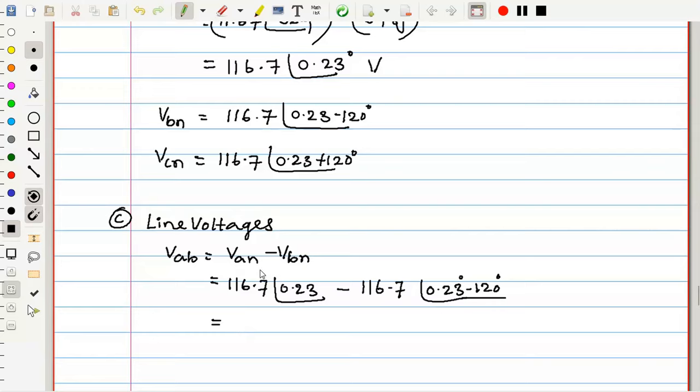No, no, no. It may not be that much decrease in amplitude. Why? Because we know the line voltage should be root 3 times the phase voltage magnitude. Yes or no? So definitely this should be more than 116.7, because it is root 3 times this 116.7. We know that line voltage is root 3 times the phase voltage.